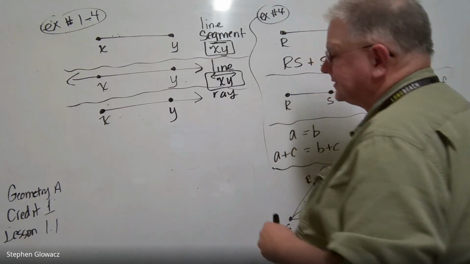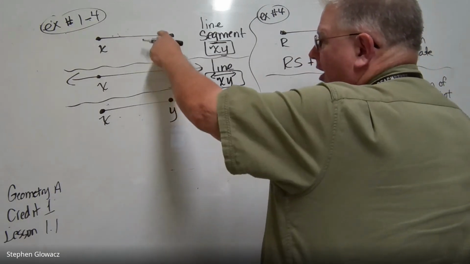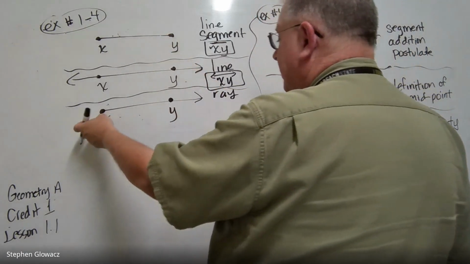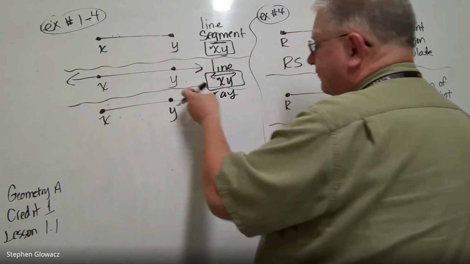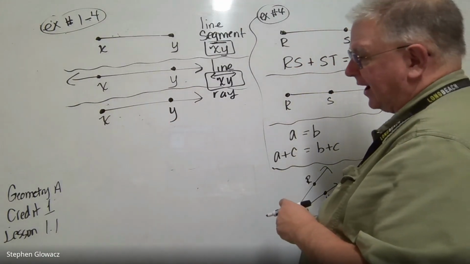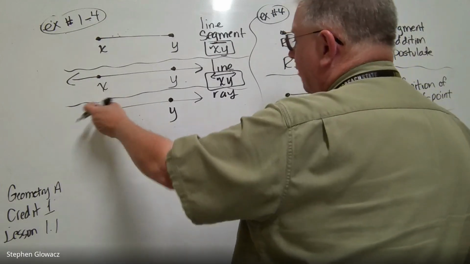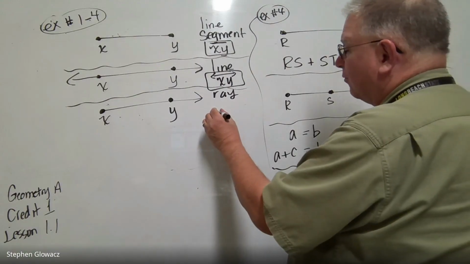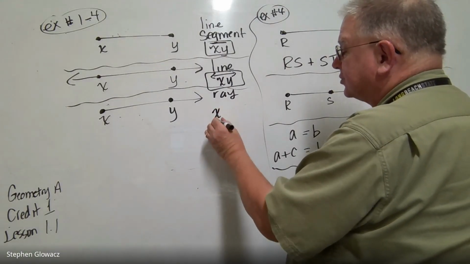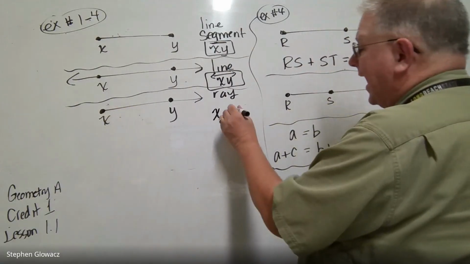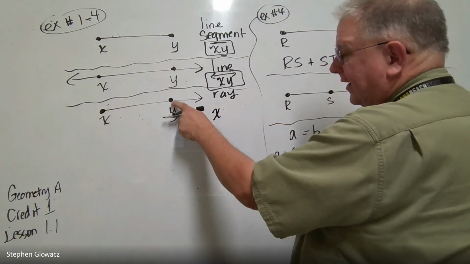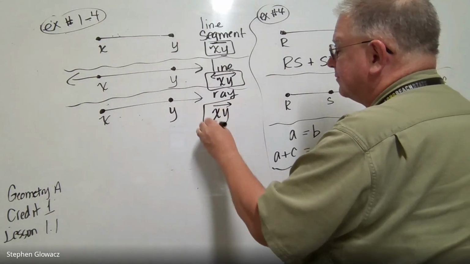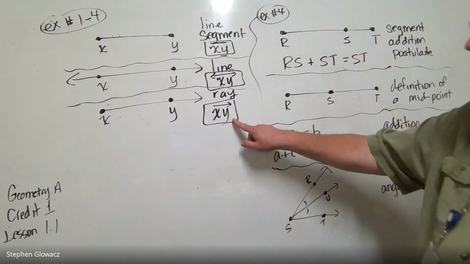Finally, we have a ray. A ray is kind of a combination of a segment and a line in that there is an endpoint, but it goes on forever in one direction. So it starts at one point and then goes on forever in the other direction. We always name a ray starting with the endpoint and also with another point, in this case Y, that's on the line. Then we put the little ray symbol above it, and that's ray XY.